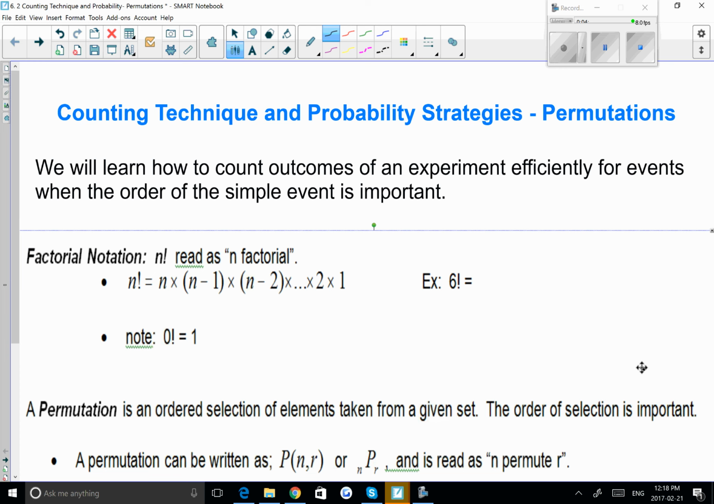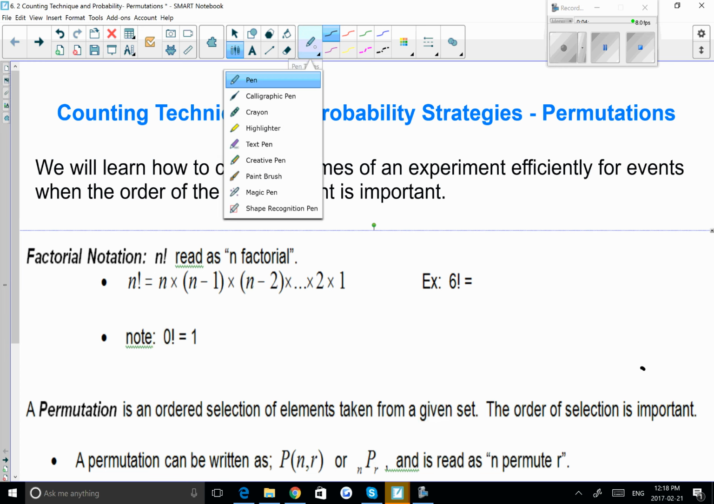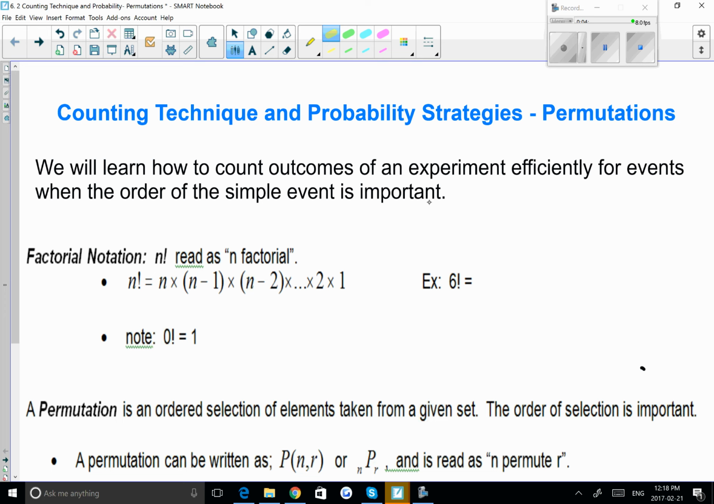So again, permutations are for when order is important. So that's the key to remember here, because we will be learning something called combinations where order is not important. You're just trying to find out the number of ways, but the order is not important. Here the order is important.